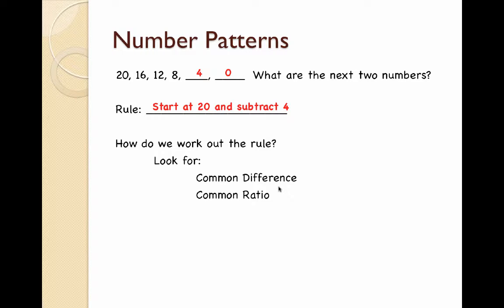There might be a common ratio where we either multiply or divide by the same number. Or there might be an increasing or decreasing difference in the set of numbers that we're looking at. So we're going to look at those three examples.